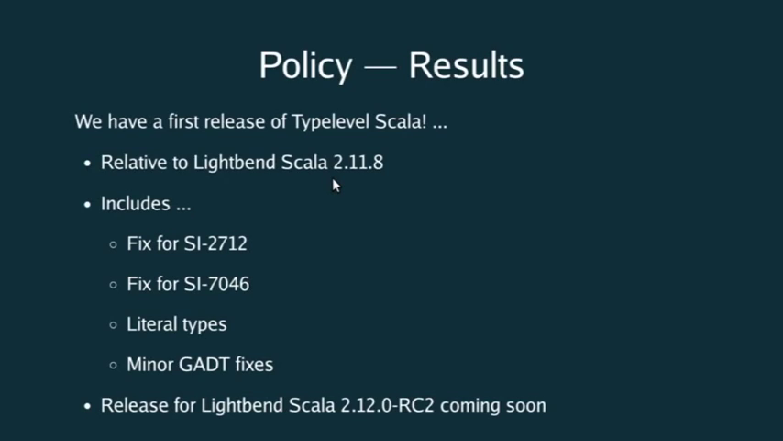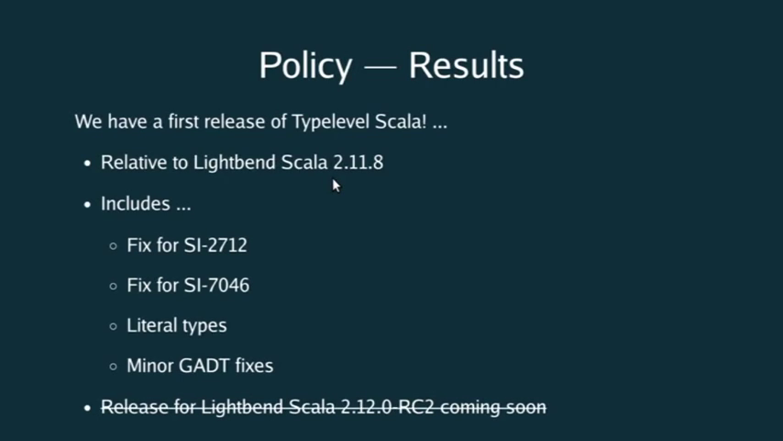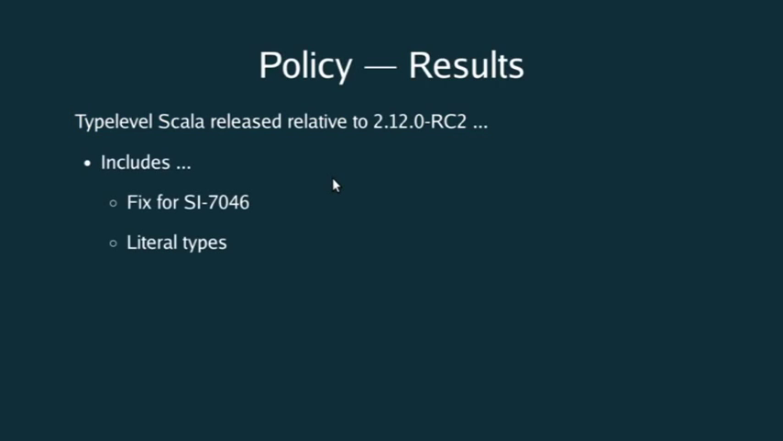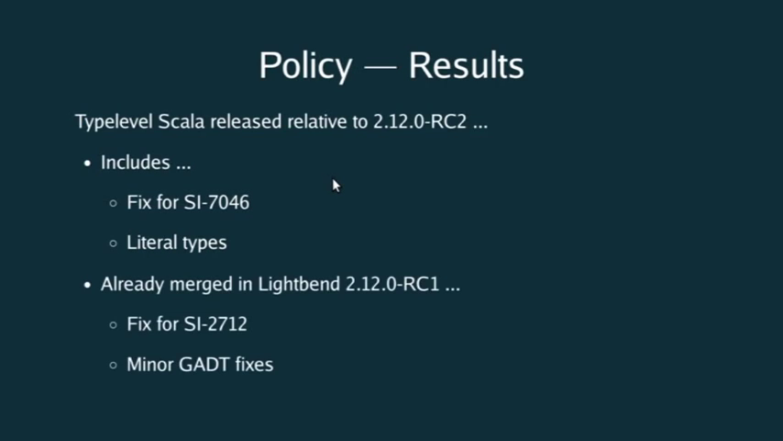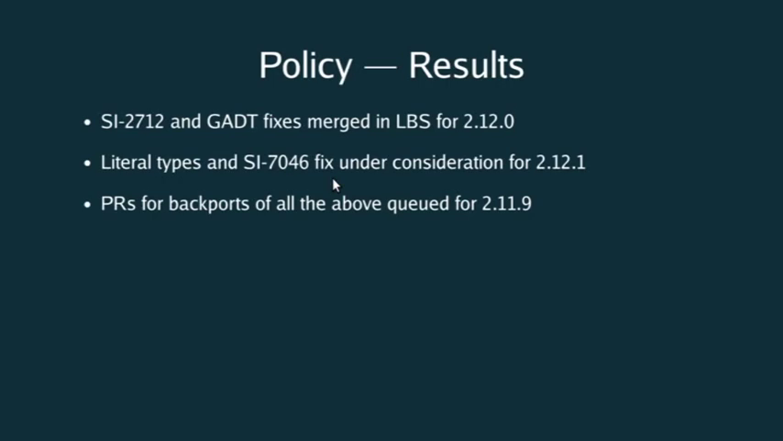Last time I gave this talk, which is really not very long ago, it was a coming soon on the release for Lightbend Scala 2.12.0 RC2. We now actually have a release for that, and that includes the fix for SI7046 and the literal types SIP, and it doesn't include the other two things because those have been merged. So this is the situation. The SI2712 and GADT fixes are merged in 2.12.0. The literal types and SI7046 stuff is under consideration for 2.12.1.